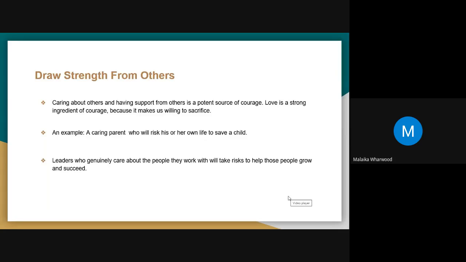So, when you draw your strength from others, you have the support of other people. And this is a source of courage because the best leaders aren't afraid to lean on other people when they need to.